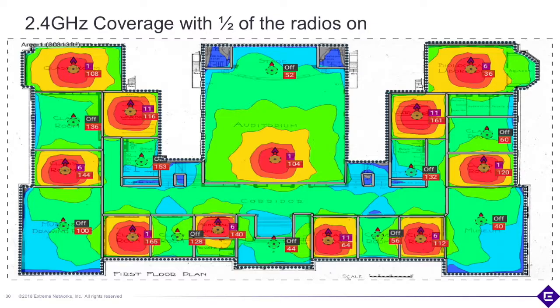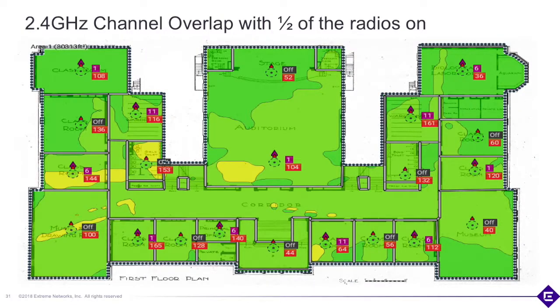If I go to the next screen, this is the new channel overlap with half of the radios off. You see we only have a little bit of yellow. There's no gray whatsoever. So we've really cleaned up this environment, and ultimately this environment will have more capacity than the previous environment because there's less competition for that airtime.